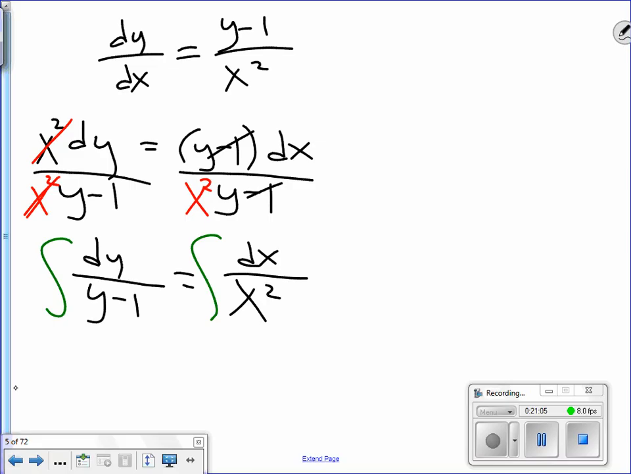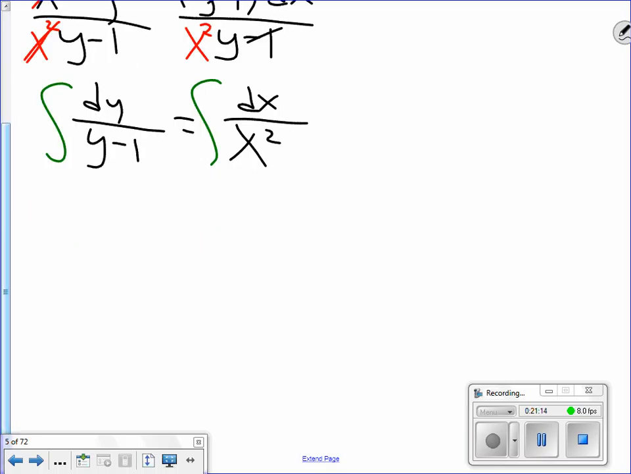Okay, now we go to integrate. A lot of people had x squared dx over here, so they just were wrong after this point. But if you had it separated right, what is the antiderivative of the left side? Gina? Y minus 1? Yeah. Okay. Sorry, didn't hear it.